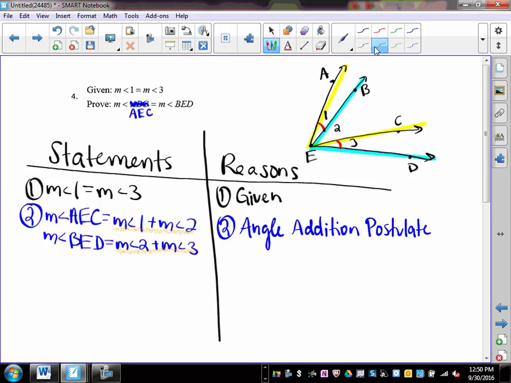Okay. All right. So you can do BED if you prefer. I'm just going to do AEC. So the measure of angle AEC. Since 1 and 3 are the same, I'm going to take 3 and replace it here. It's the measure of angle 3 plus the measure of angle 2. And that would be substitution. So this is one where it's actually just substitution, not transitive property. Just substitution.